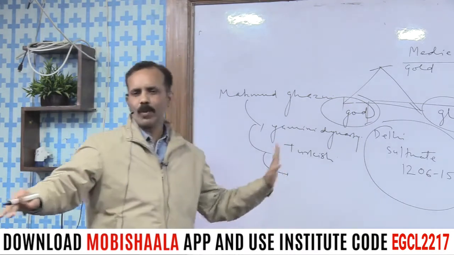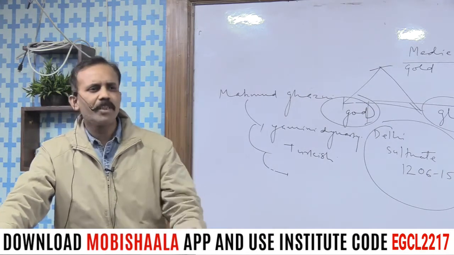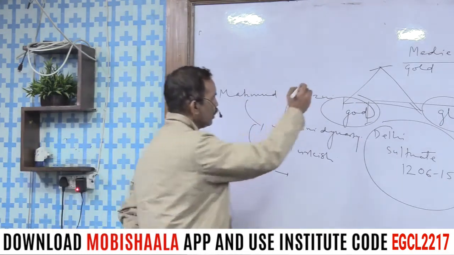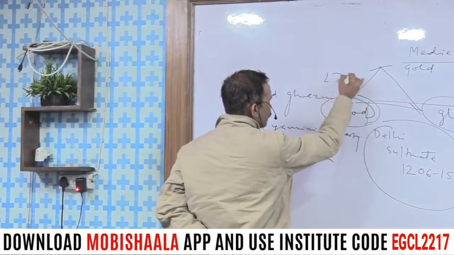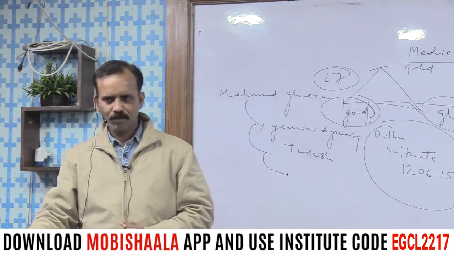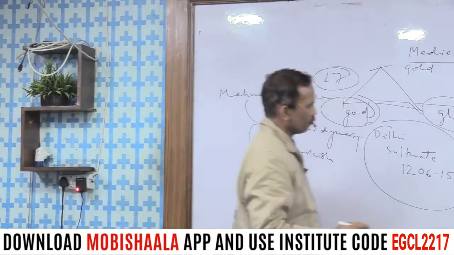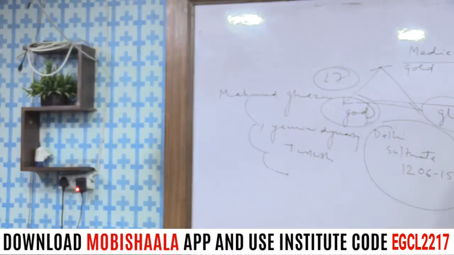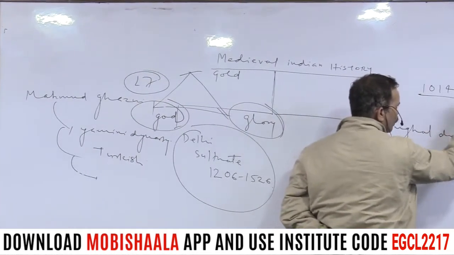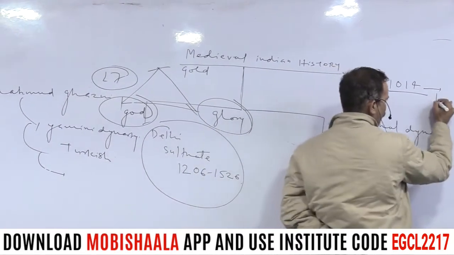It is said by historians that this man undertook 17 military expeditions in India. 17 military expeditions towards India. But famous among them was number one, 1014, towards Thaneswar, Haryana region, Thaneswar.